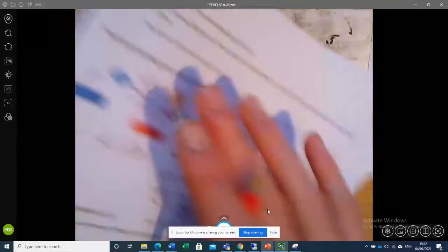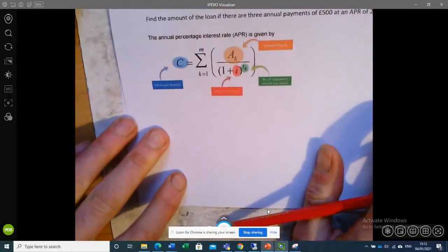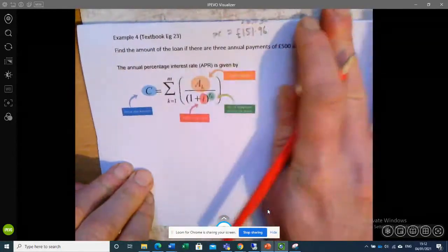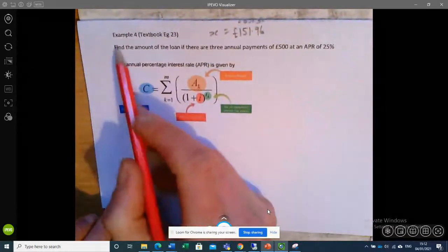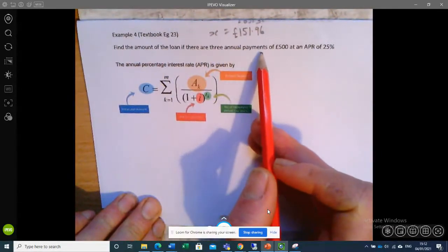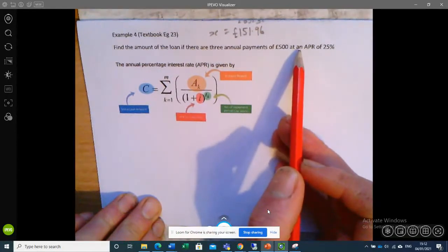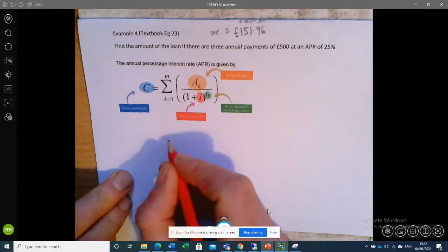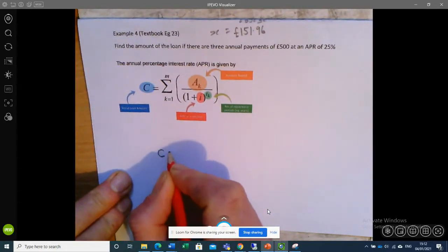Okay, so the fourth and final example in today's APR video is also in the textbook, just below that one, example 23 on the same page. And this time we want to find the amount of the loan if there are 3 annual payments of £500 at an APR of 25%. Okay, so we want to find the total, C.